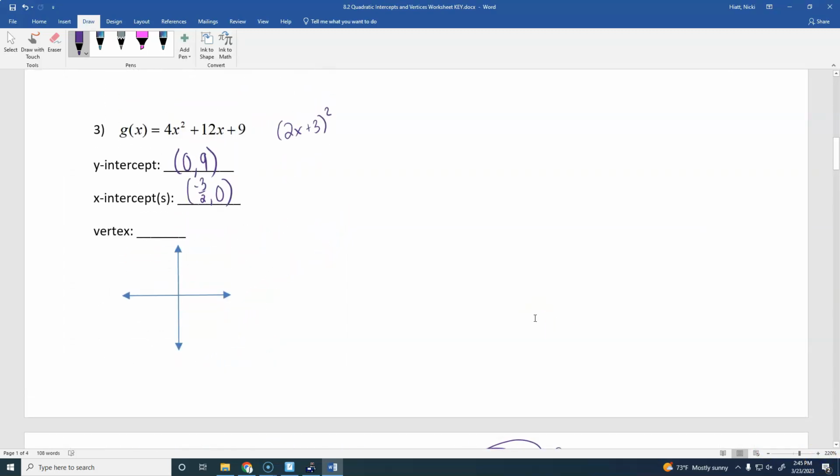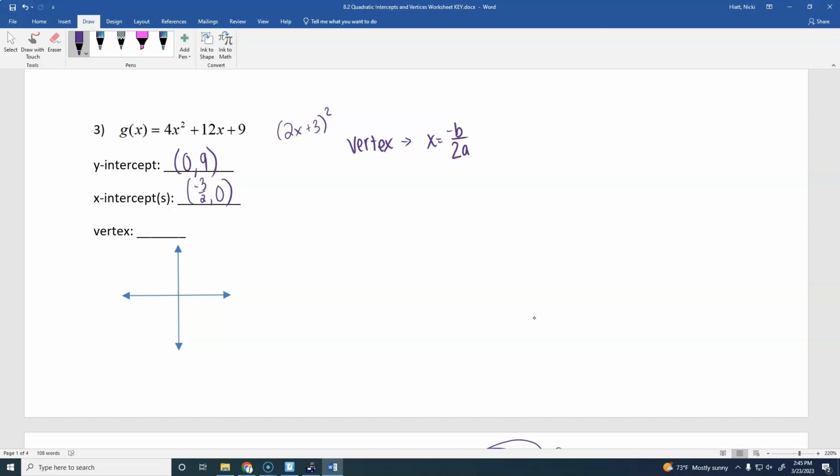Okay, so we've already found the y-intercept. It is 9. We found the x-intercept. It is -3/2, 0. So if I want to know the vertex, I can either do x equals -b over 2a, or I could look halfway between the x-intercepts. What do you notice about this particular problem? The x-intercept is all by itself. We only have 1, right?